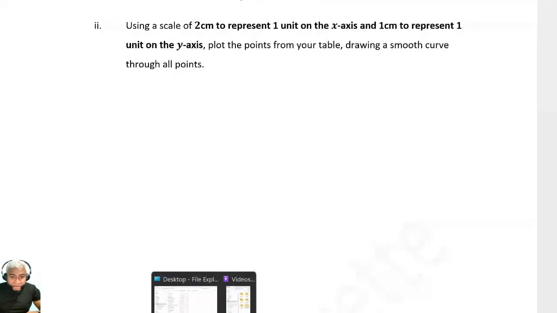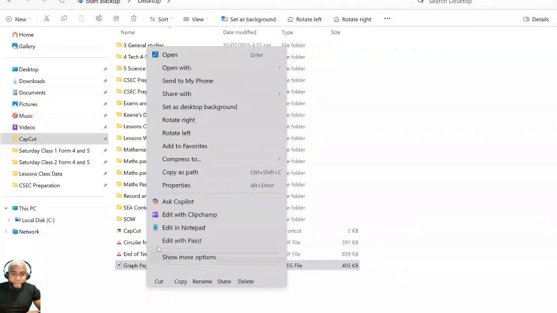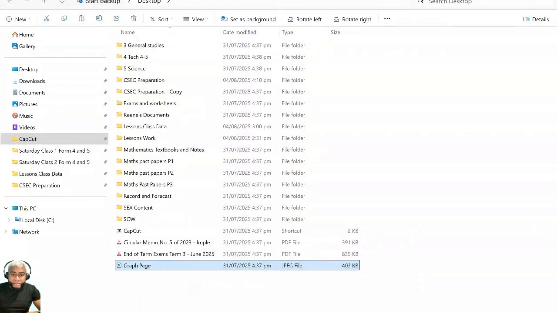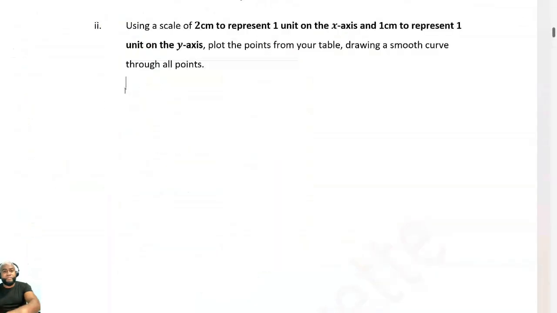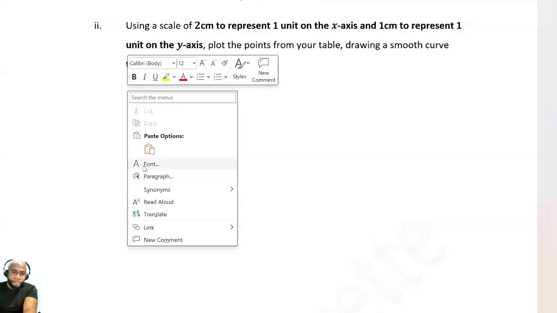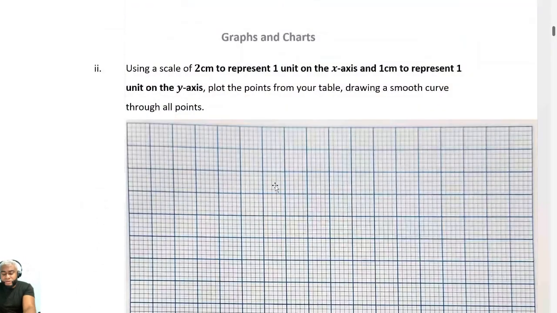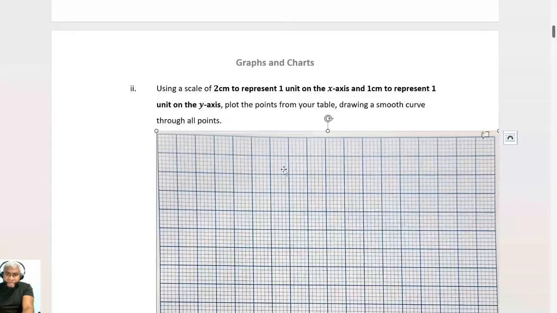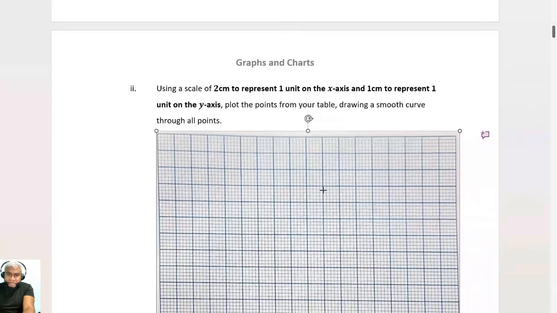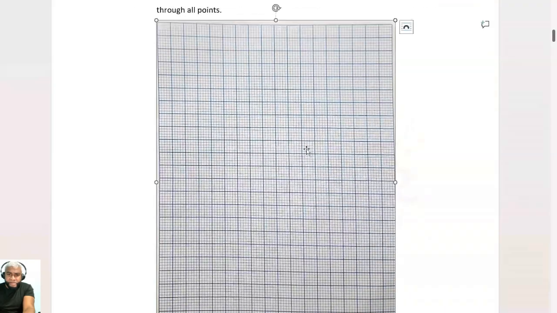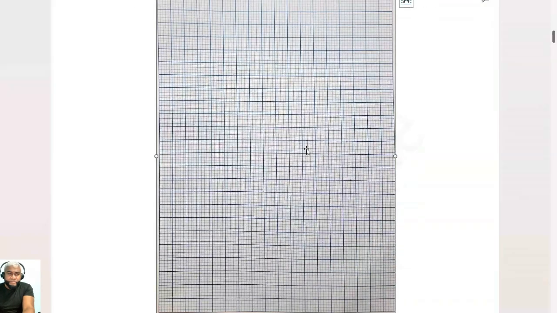So let me get my graph paper here. Graph page, copy. All right, come in here now, paste. I got a picture of what most graph pages are, and that's what I'm using, which is this, okay? Everybody seen my graph page?